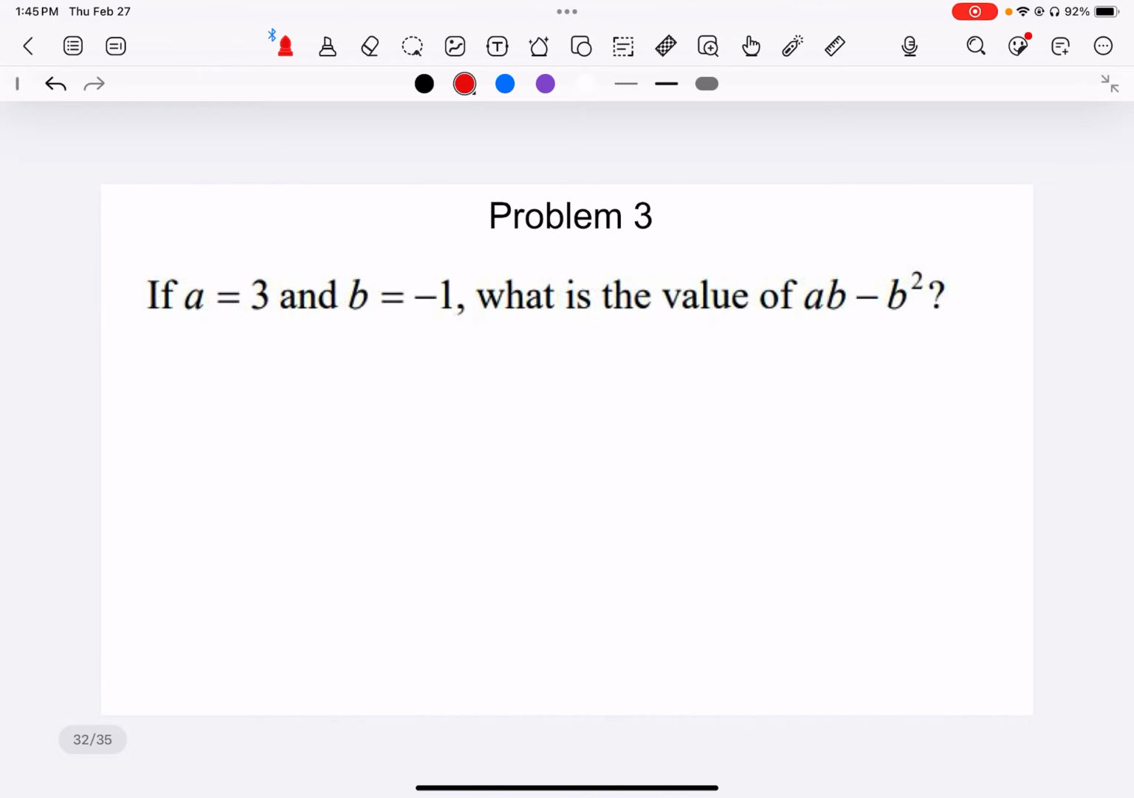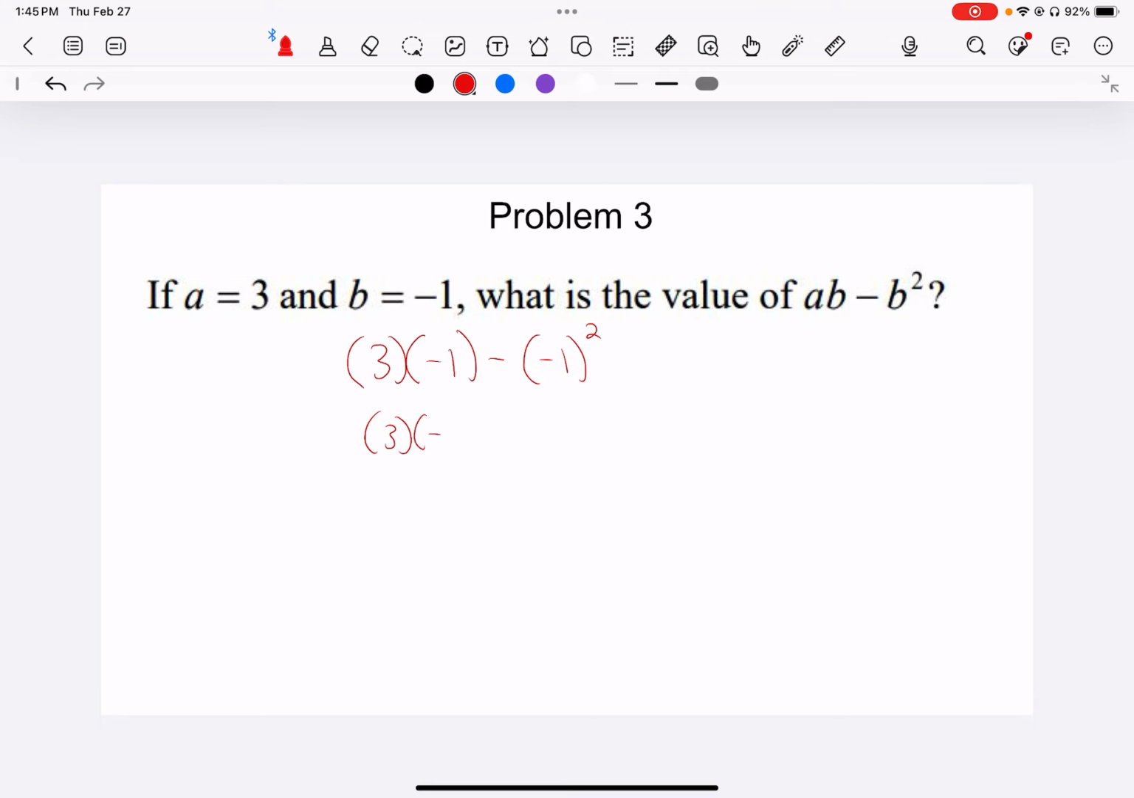If a equals 3 and b equals -1, what's the value of ab minus b squared? So I'm going to substitute first. So I have 3 parentheses and -1 in parentheses minus parentheses b, which is -1 squared. I'm going to do my exponents first.